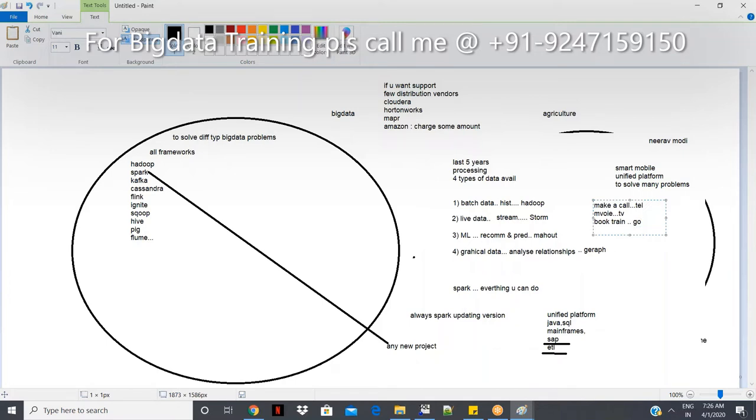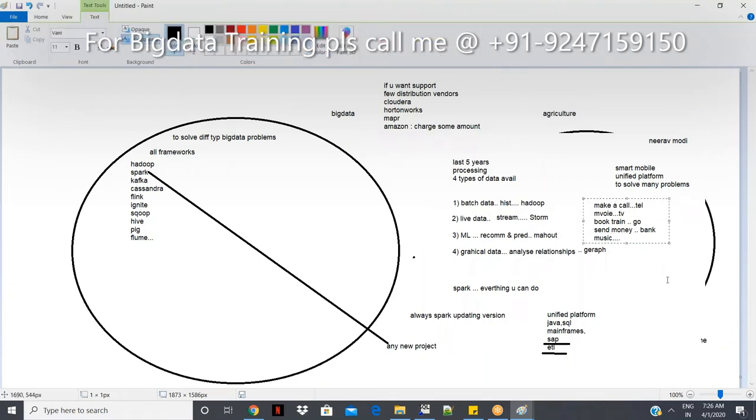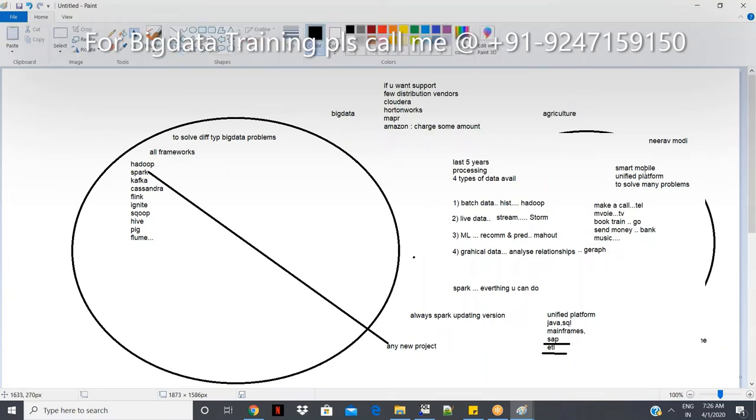If I want to transfer money, go to the bank. If I want to listen to music, use a tape recorder. Like this. Instead of using all these different items, if you use a smart mobile, you can do everything. Please note, I am not saying a smart mobile is a replacement for all of this.